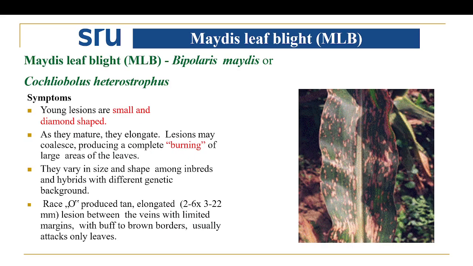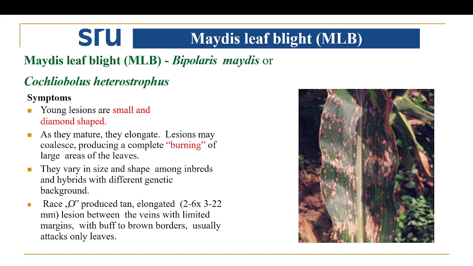So coming to another important foliar disease, Maydis leaf blight in maize, which is caused by Bipolaris maydis or Cochliobolus heterostrophus. Coming to the major symptom, young lesions are small and diamond shaped. As they mature, they elongate. The lesions may coalesce and produce a complete burning of large areas of the leaf.